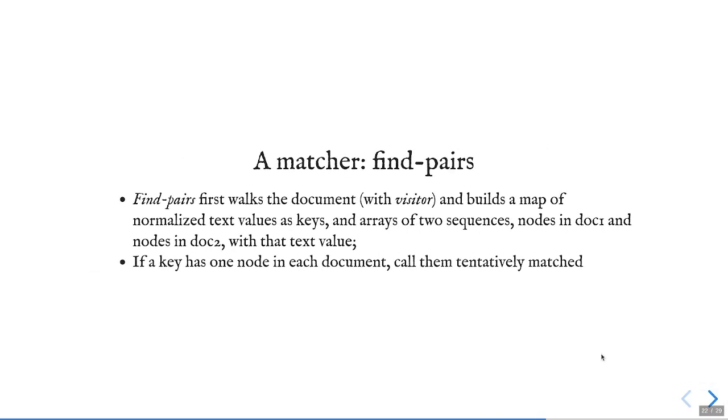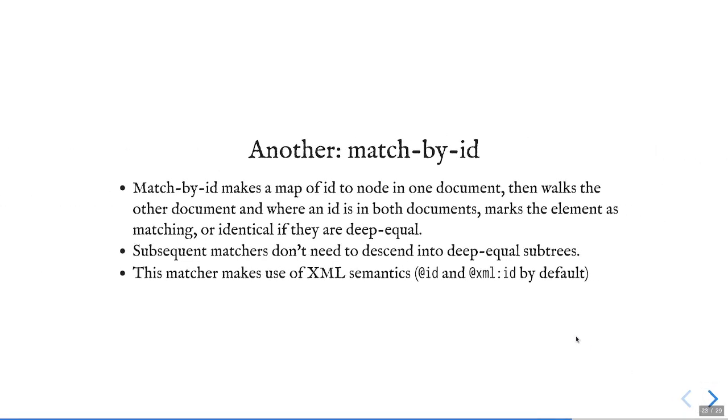So let's talk about a couple of actual matchers. Find pairs walks the document and builds a map of space-normalized text values, and looks to see if there are elements with the same normalized text in both documents. Once it's built the map, if a key that it's built has only one node from each document, then it calls them tentatively matched. That is, it matches them with a low confidence value. So when you add a match, you give a confidence.